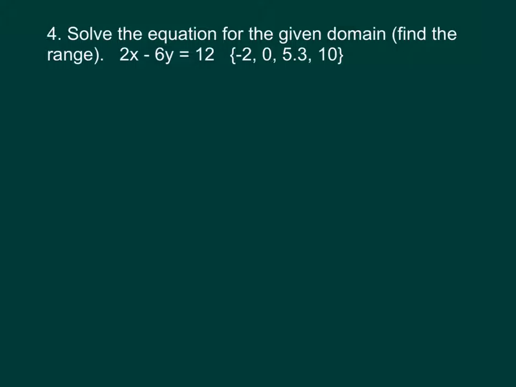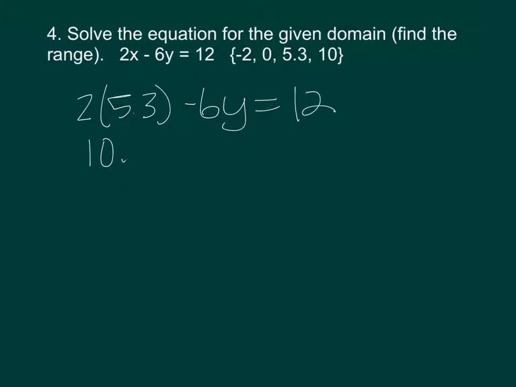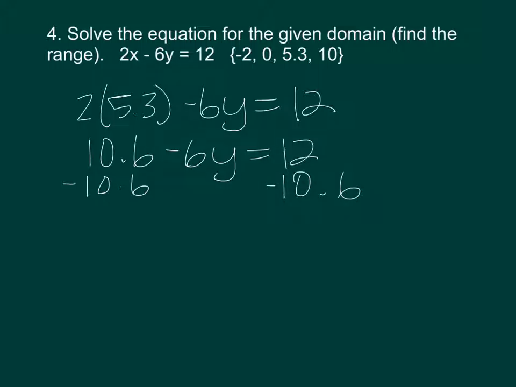Now we're plugging in the third point, so we're going to get 2 times 5.3 minus 6y equals 12. 2 times 5.3 is 10.6. And we still have that minus 6y equals 12. This is positive 10.6, so we're going to subtract 10.6 from each side. Remember, keep that 6y negative.